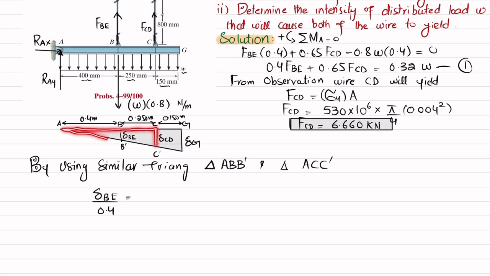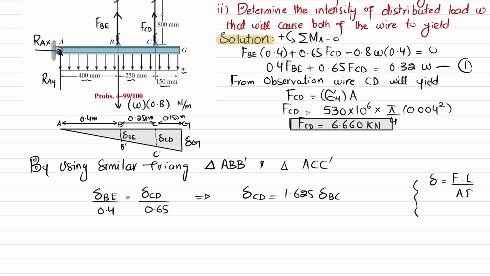if you take this right angle triangle, delta CD divided by 0.65. So from here we will get delta CD will be equal to 1.625 times delta BE. Now we know that change in length is equal to force into length divided by A into E. So we will write delta CD as FCD into LCD divided by area into E, is equal to 1.625 times delta BE, which is FBE into LBE divided by area into E.